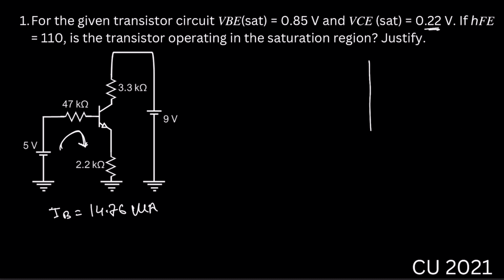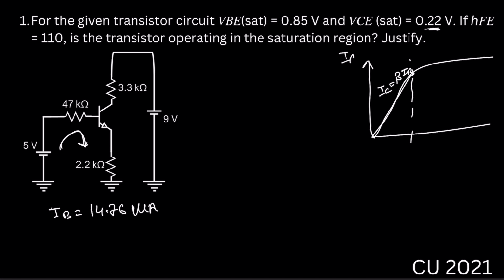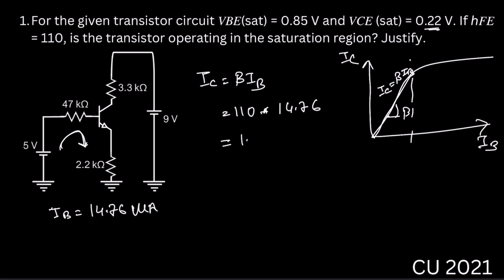As we assume that the transistor is working in the active region, we can say that IC equals beta into IB. This is IC, this is IB, and this slope will be beta. So IC equals beta into IB. Beta is 110, and IB is 14.76 microampere. IC will be 1.623 milliampere.